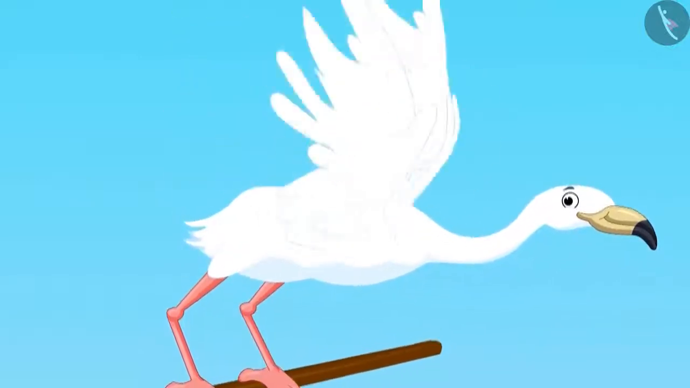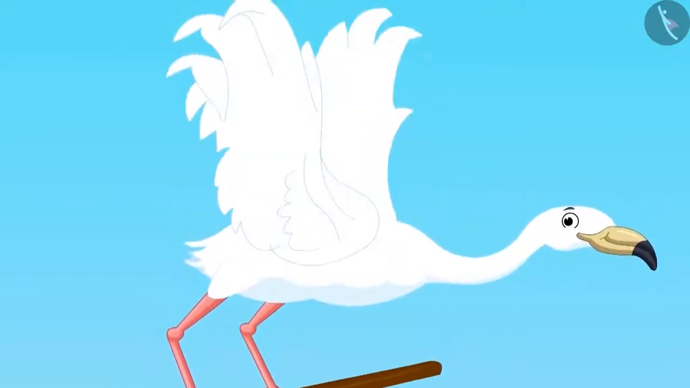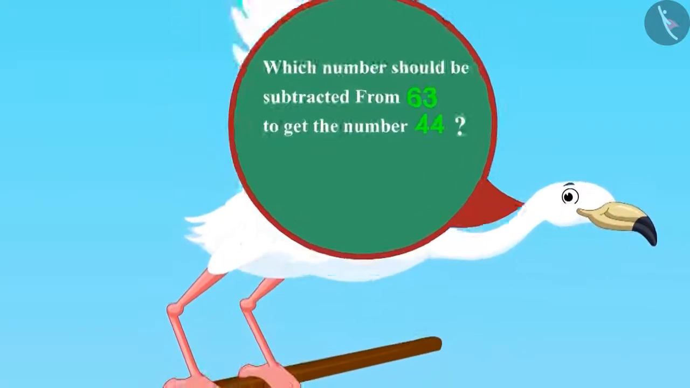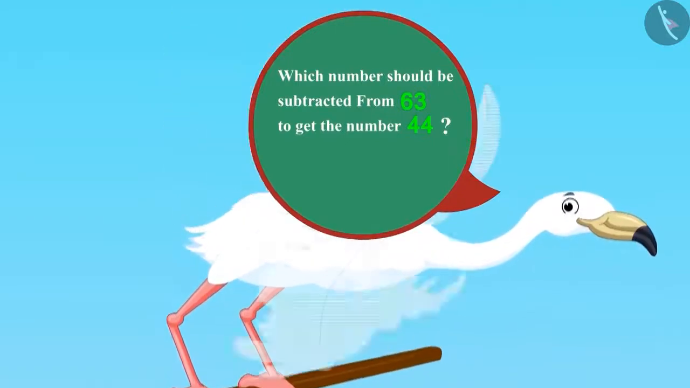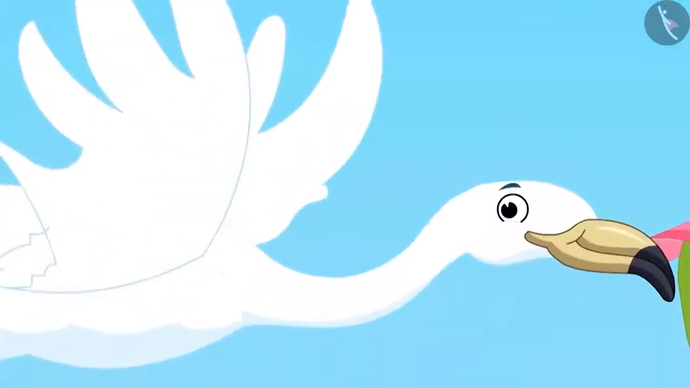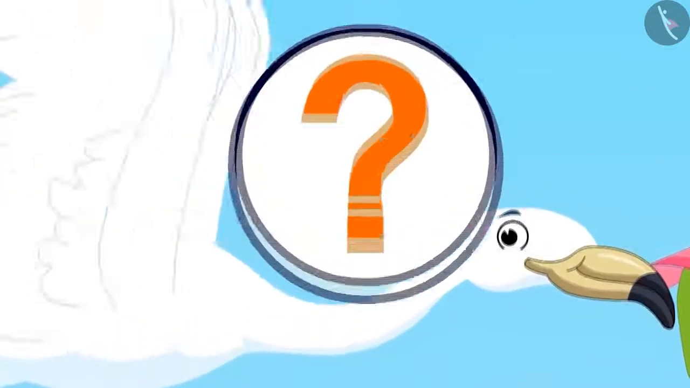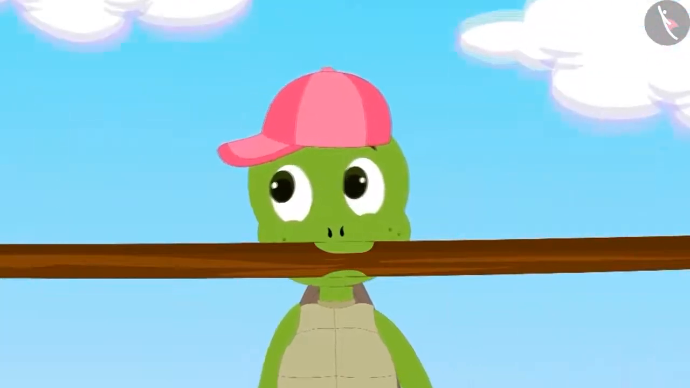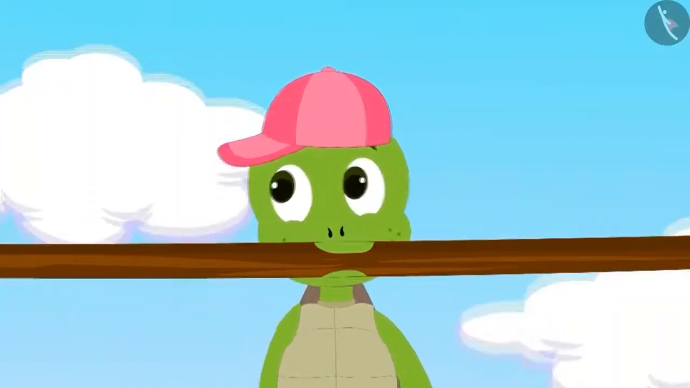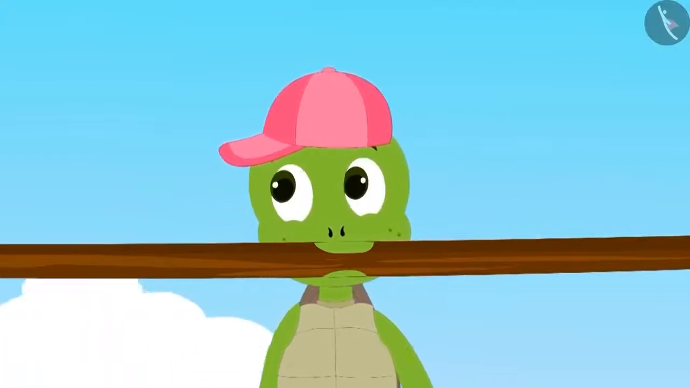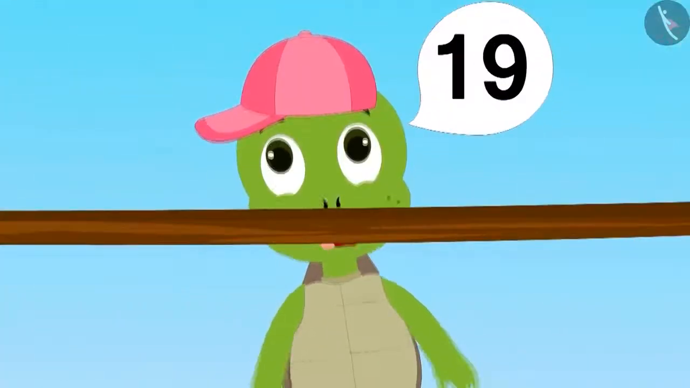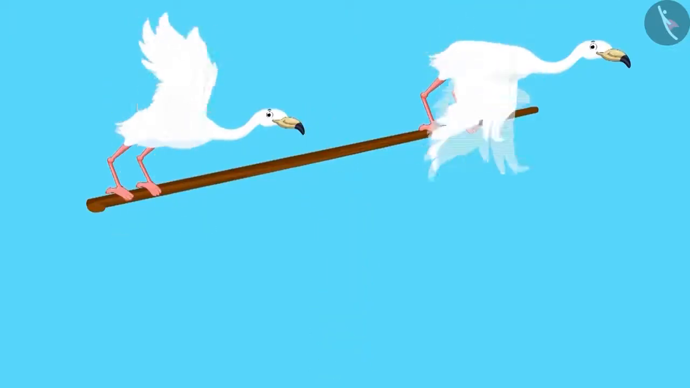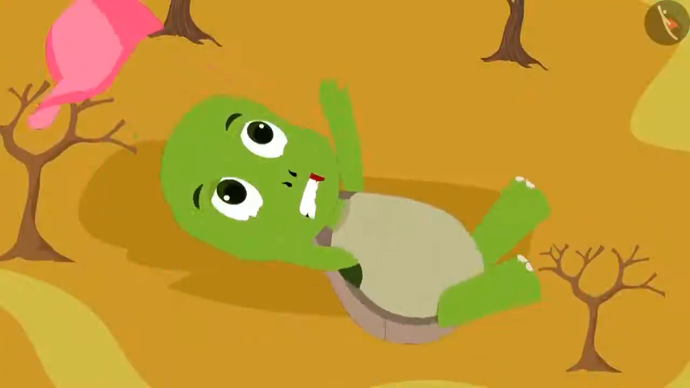Now the first bird asked one last puzzle. What is the number I have to subtract from 63 to get 44? The second bird was unable to find the answer to this puzzle. Upon seeing this, Tufan thought that he could show the birds that he is more intelligent than them. He immediately said, 19. As soon as Tufan opened his mouth to answer, the poor fellow fell straight down from the sky.